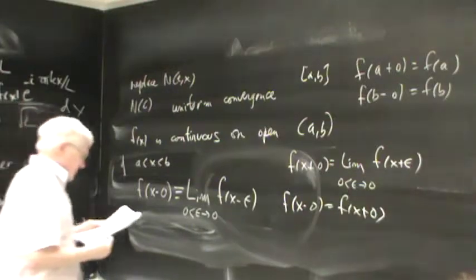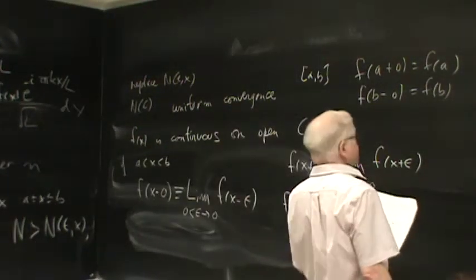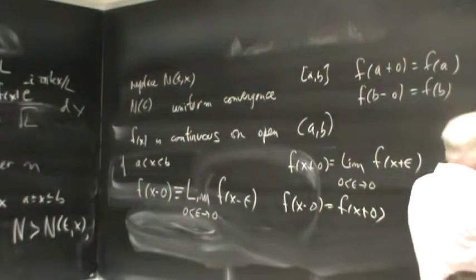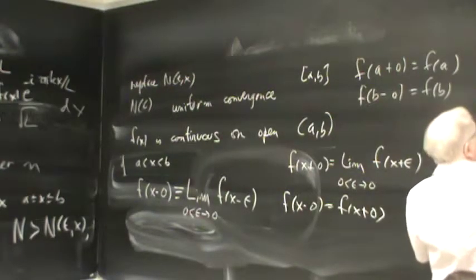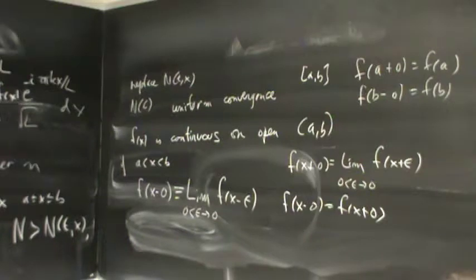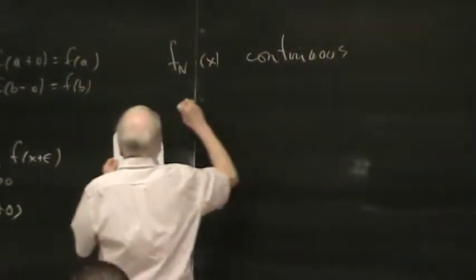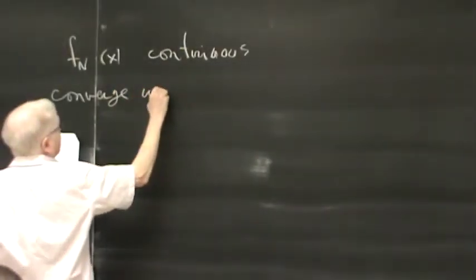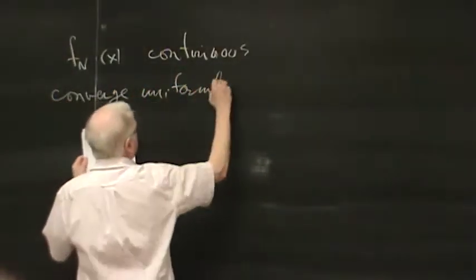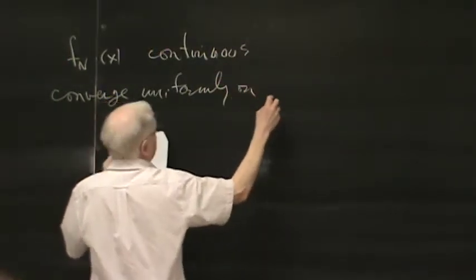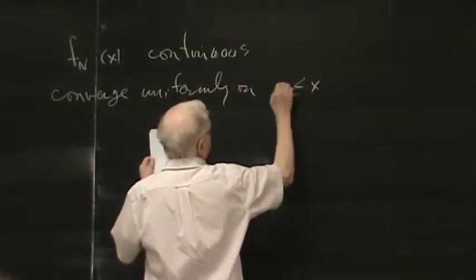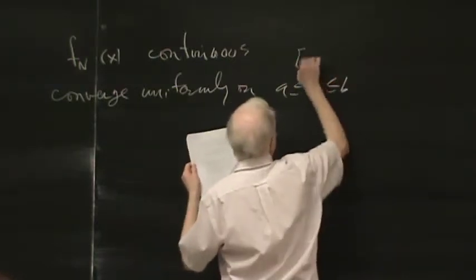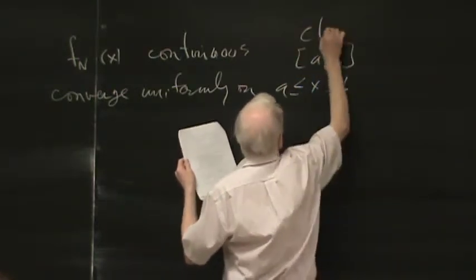Now, here's a theorem that one usually proves in some sort of calculus class. You have a sequence of continuous functions. They converge uniformly on a closed interval. That is to say, [a, b] closed.